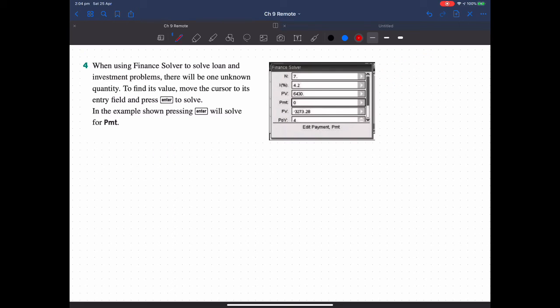When using the finance solver, there's going to be one of those things you want to find, be it number, interest, present value, payment, etc. So you fill in all the details that you can and you move to the field you want to solve. That should be the only one where you haven't got any details in, and press enter. It will then tell you what that field should be, what number.